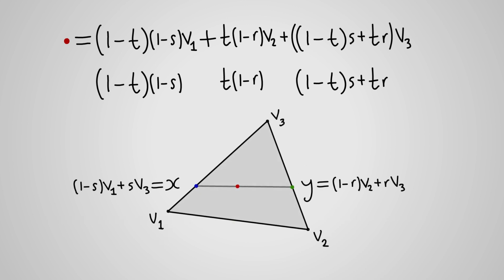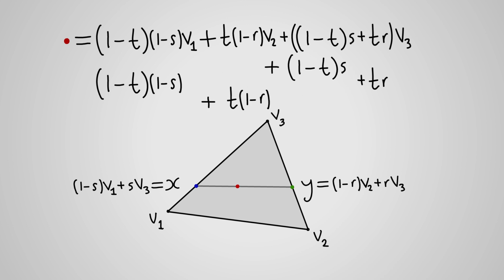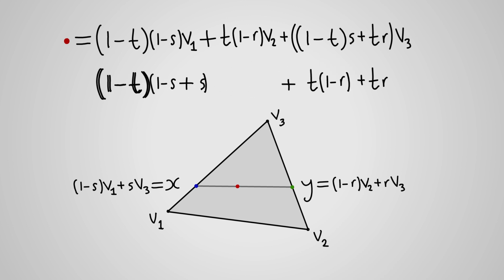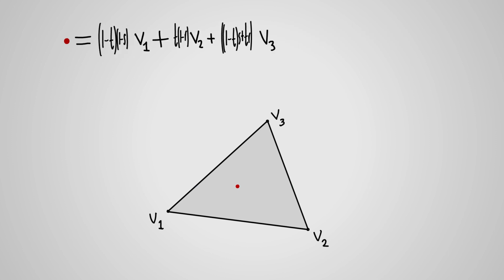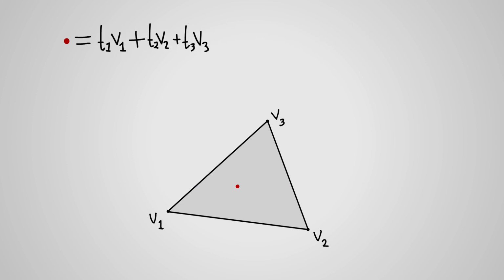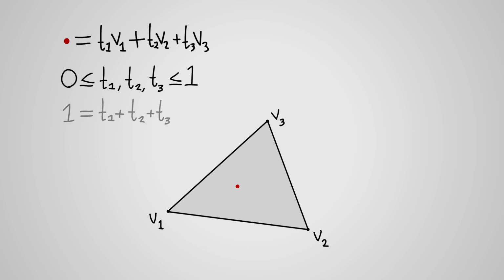So our point can be written as a sum of scaled copies of the vertices. What's more, all the coefficients are between 0 and 1, and they sum to 1. Watch. So, every point in the triangle is of the form t1v1 plus t2v2 plus t3v3, where the ti are between 0 and 1, and they add to 1.